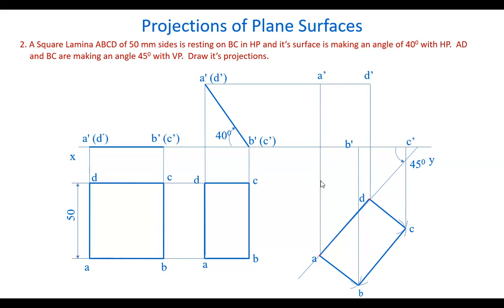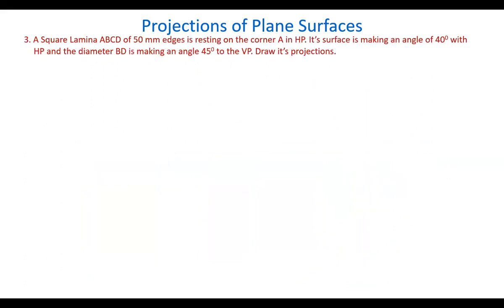So you get A, this is A dash. This intersection point will be A dash, because this is the front view. Similarly D dash here, B dash, likewise all the points. Join them by straight lines. We get the front view. So these are the final projections of the square lamina ABCD when its surface is making an angle with both the planes. Now, let's take another one.